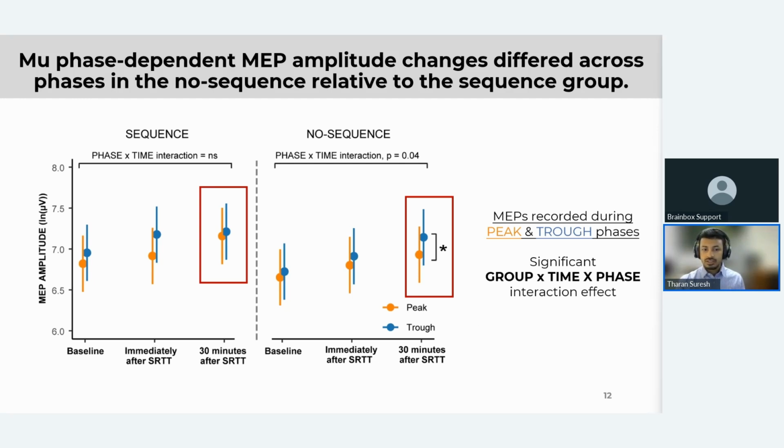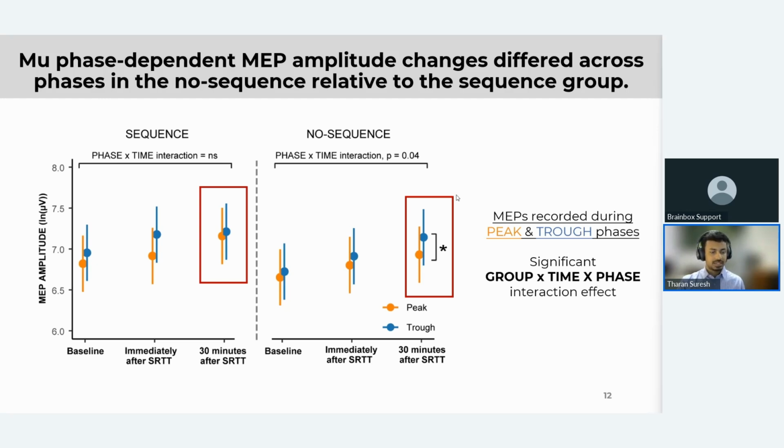But this is where we were surprised, right? Like, why are we seeing an effect in the no sequence group and not in the sequence group? However, the statement I just made is not accurate because of this group by time by phase interaction. But if you think about it, the task that the participants performed in both groups differed only in the presence or absence of the stimulus, right? So the sequence group had an embedded sequence, while the no sequence group did not. So essentially, if we were to subtract the no sequence group's effects from that of the sequence group, that should give us sequence-specific changes in MEP amplitudes.